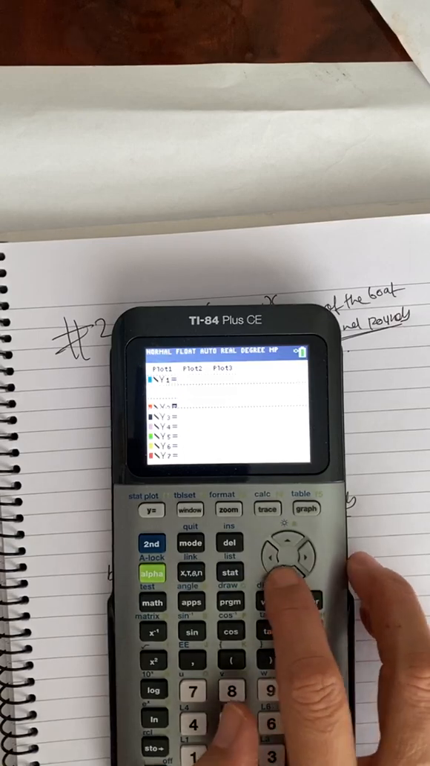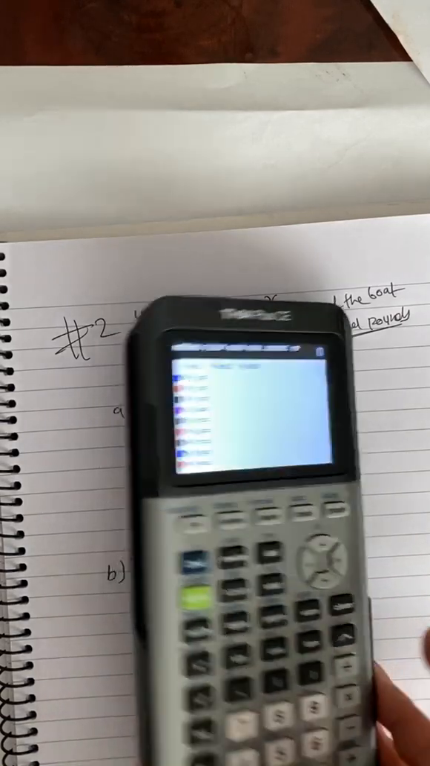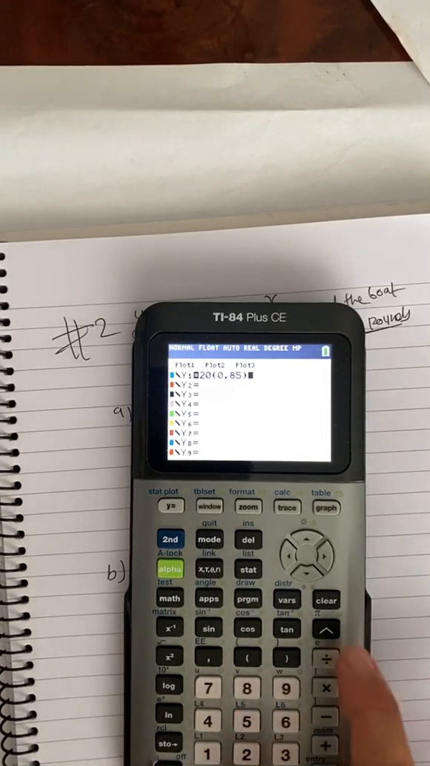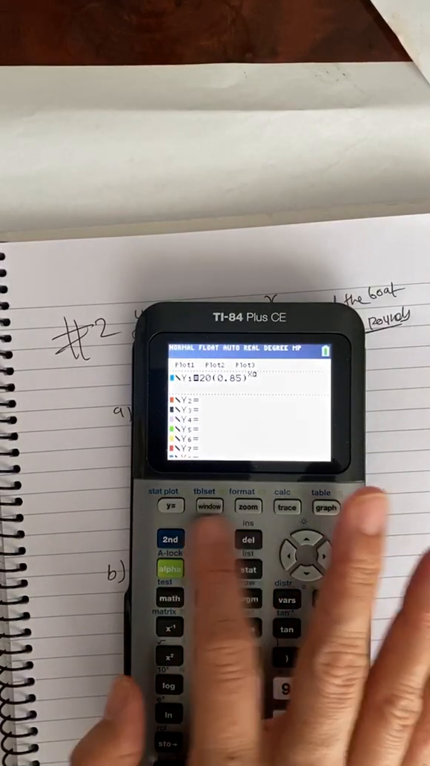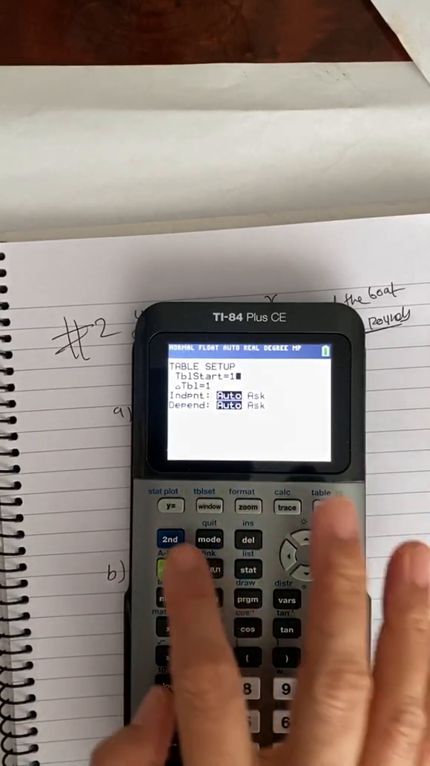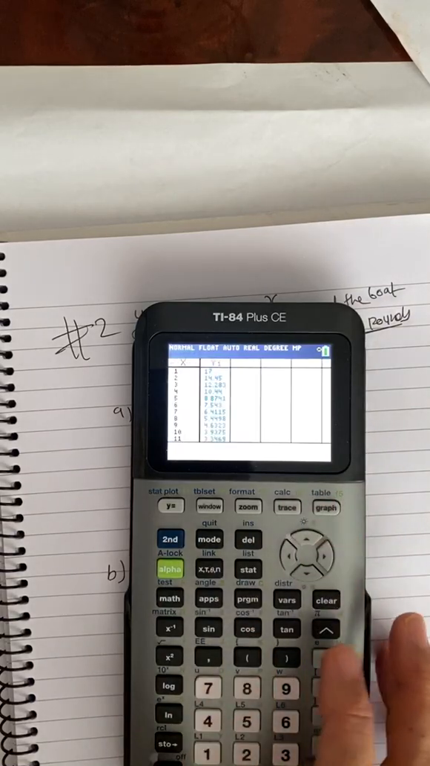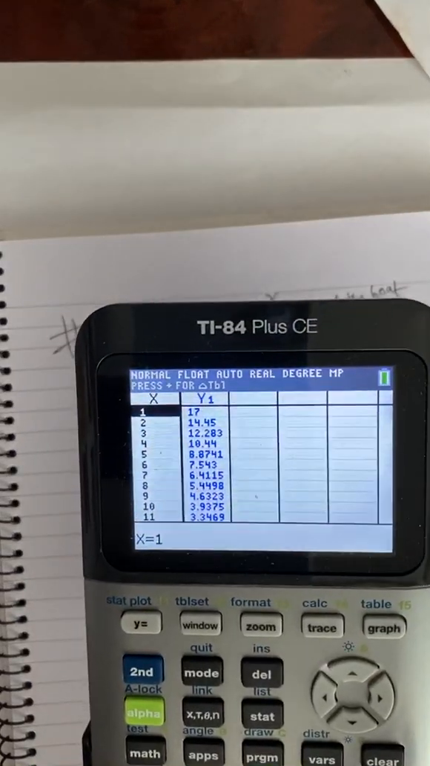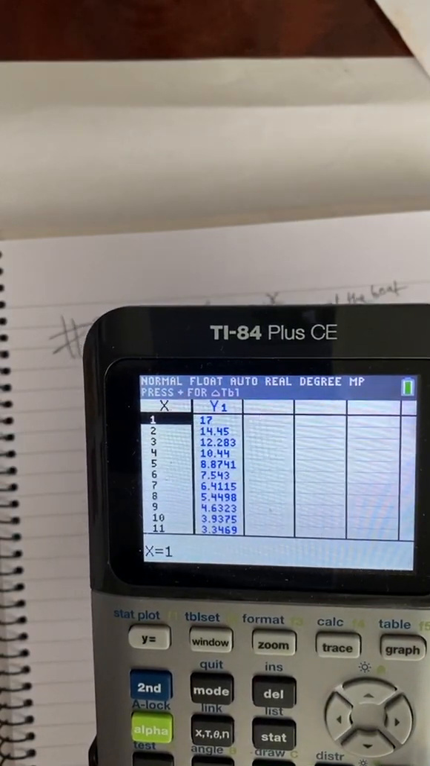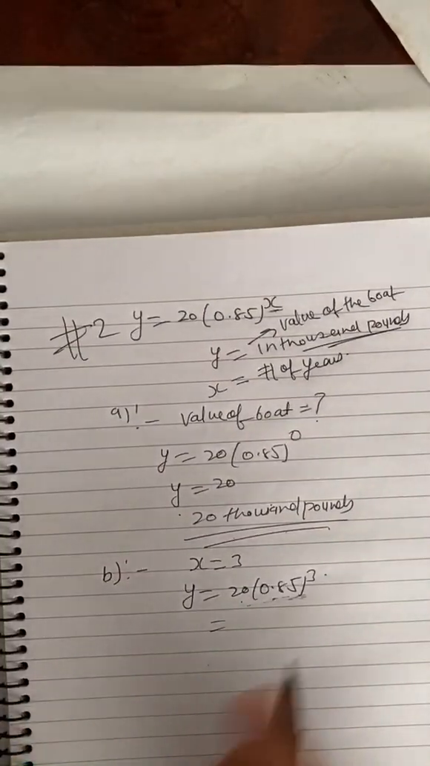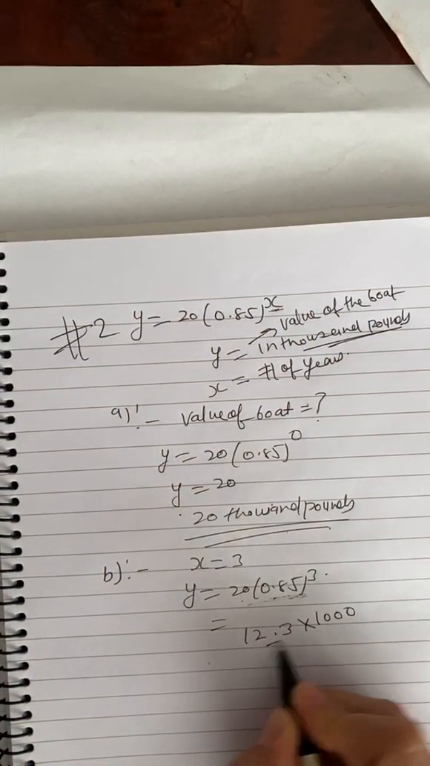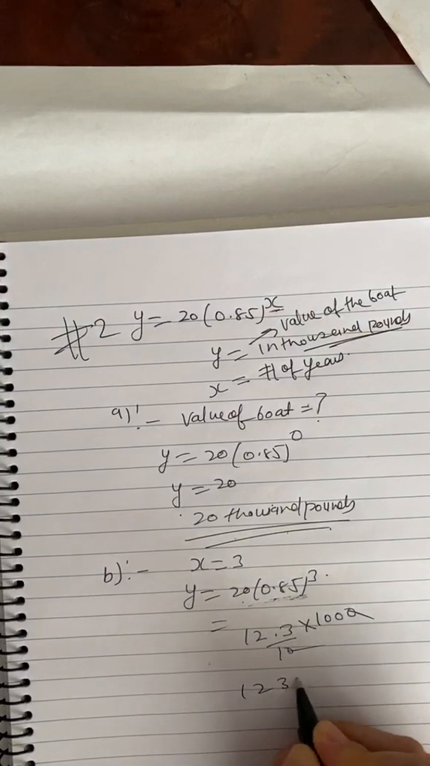So y is equal to 20 multiplied by 0.85 to the power of x, and then you can go to second window, set my table at 1, and then go to second table, and I can see the value when x is 3 is 12.283. If I round it to 3 significant figures, it's going to be 12.3. Then I have to multiply by 1,000, which gives me 12,300.